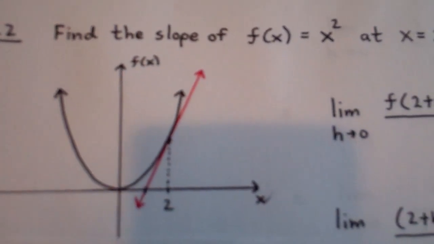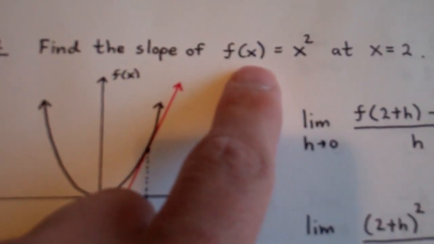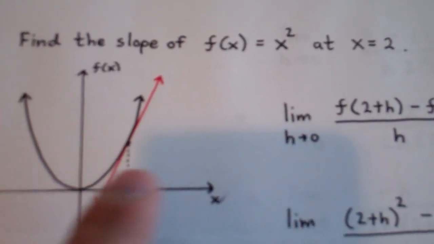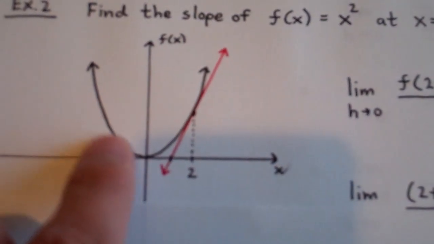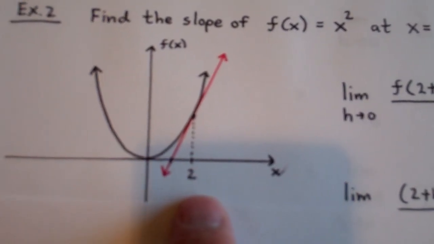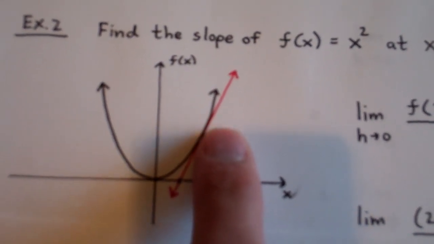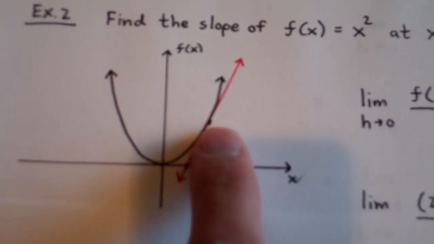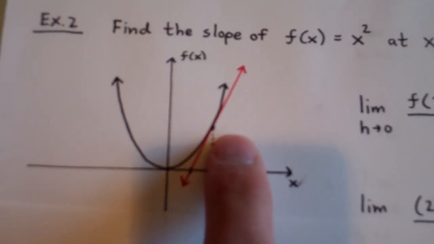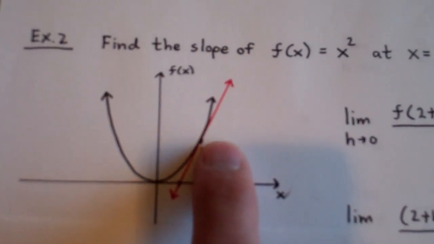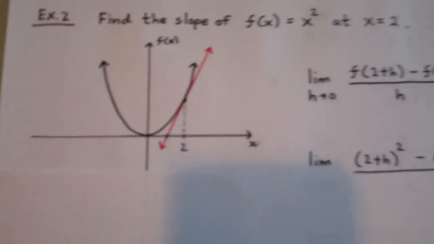So let's find the slope of f of x equals x squared at x equals 2. On this one, I've actually drawn a picture of the graph of x squared, and I've also drawn a picture of the tangent line at x equals 2. As we said before, the slope of a function at any point is equivalent to the slope of its tangent line at that point. So let's go ahead and calculate the slope.